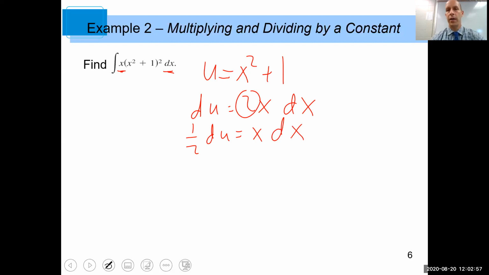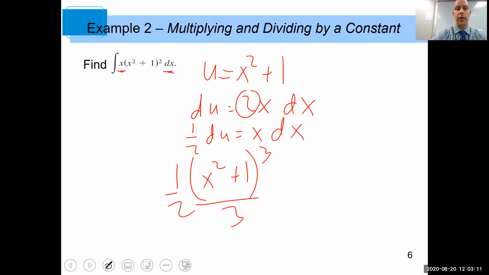Now by the way, you could again do this using just mental math to figure out the answer. It's going to be x squared plus 1 to the third over 3, but don't forget the 1/2 that we've added here. So the final answer is 1/6 times x squared plus 1 to the 3, plus c.